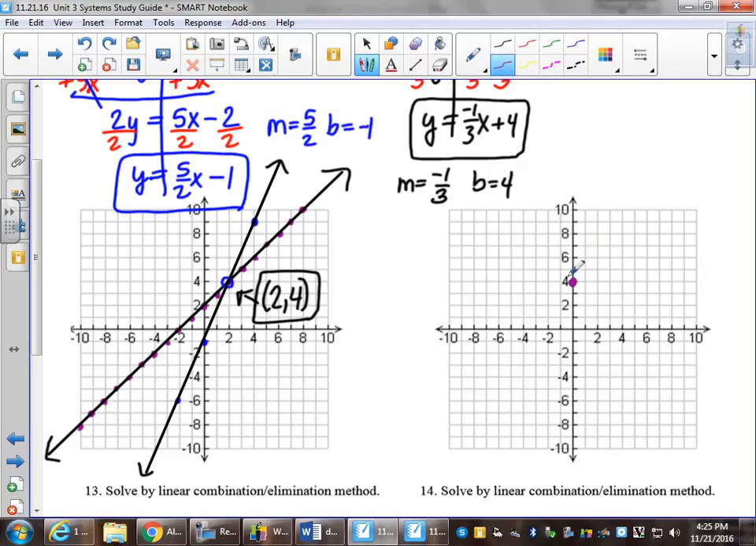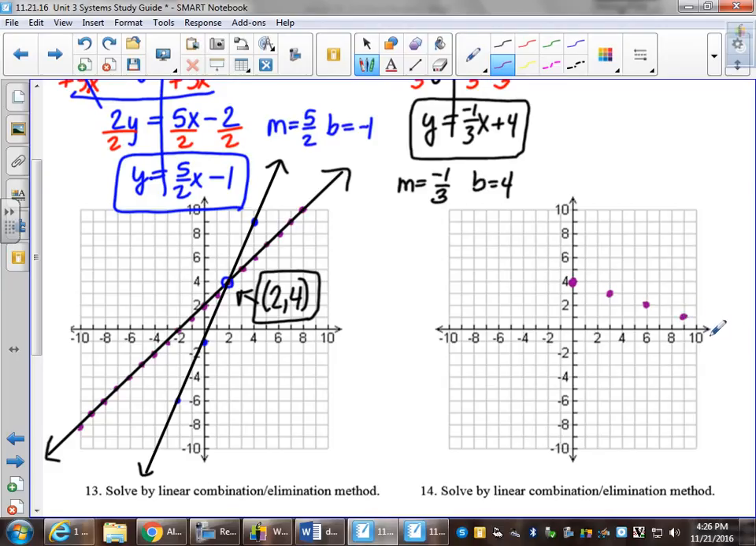Now we count rise over run, but in this case we're going to go down. So down 1, right 3. This negative only applies to the numerator. If we're going to count, let's go down 1, right 1, 2, 3, down 1, right 1, 2, 3, down 1, right 1, 2, 3, down. I can't go anymore.